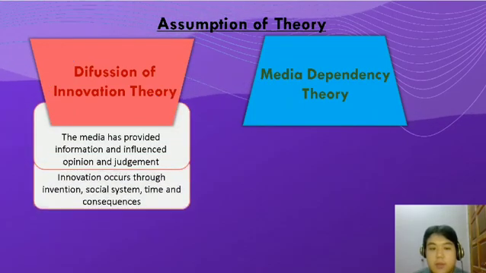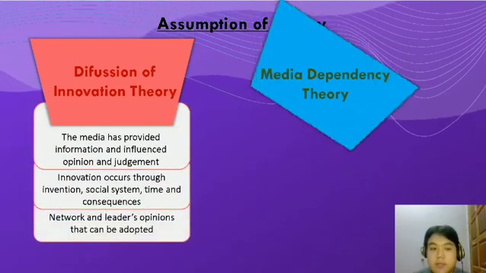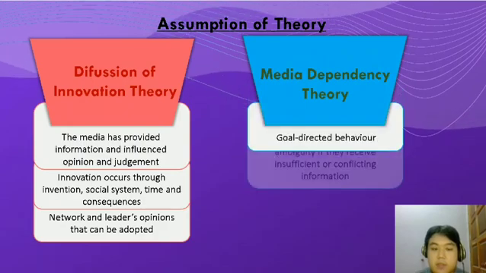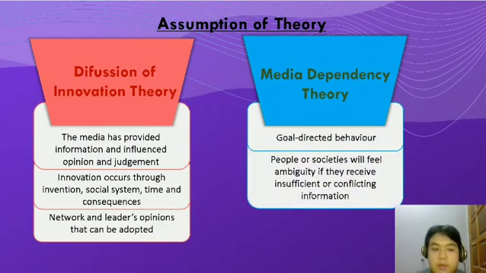Okay, I will present about the assumptions of the theory. The first theory is diffusion of innovation theory. The media has provided information and influences opinion and judgment. The second assumption is that innovation occurs through invention, social system, time, and consequences. And the third assumption of this theory is that networks and leaders' opinions can be adopted.